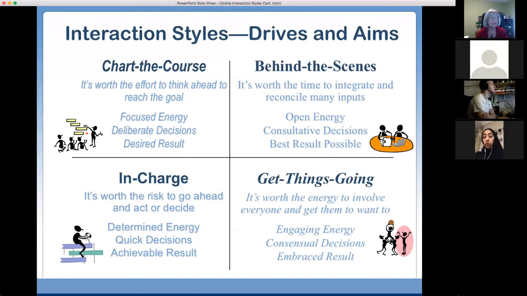Okay, and then there's the initiating and responding dynamic, which is chart the course and behind the scenes tend to be responding, in terms of whether or not they're going to make the first move in an interaction, and in charge and get things going tend to be initiating, making the first move in defining a relationship. So those are dynamics, and then there's some diagonal ones, and we'll be having a whole session on just the dynamics.